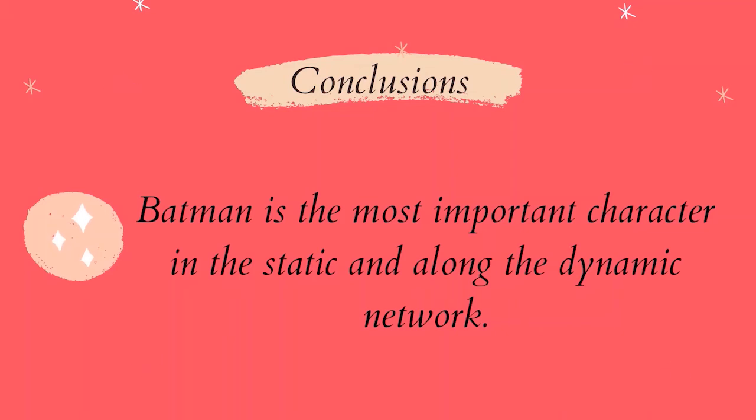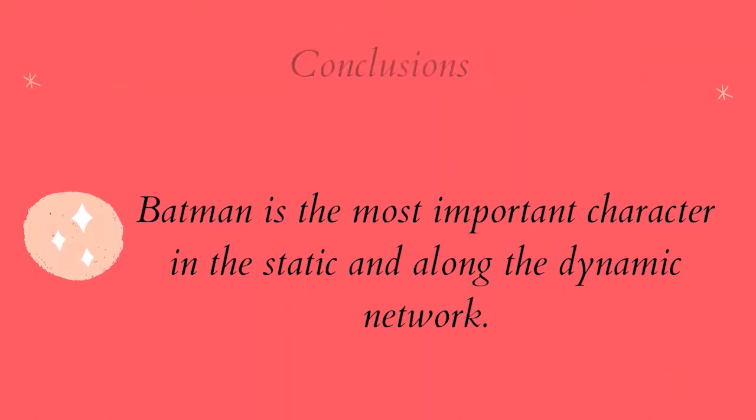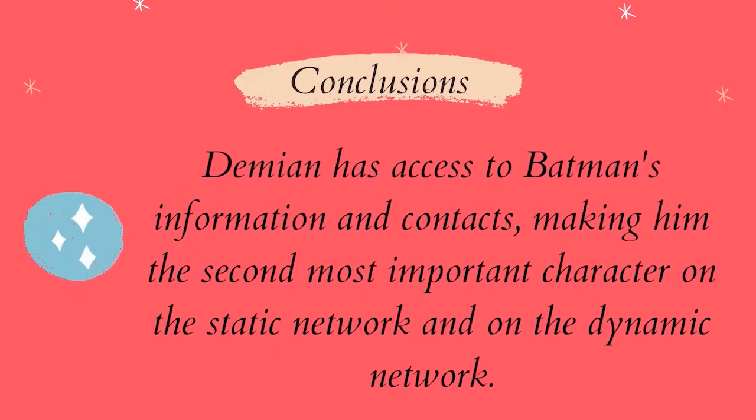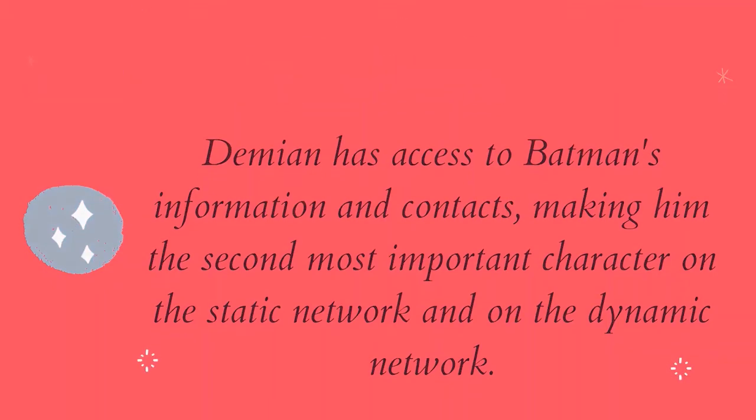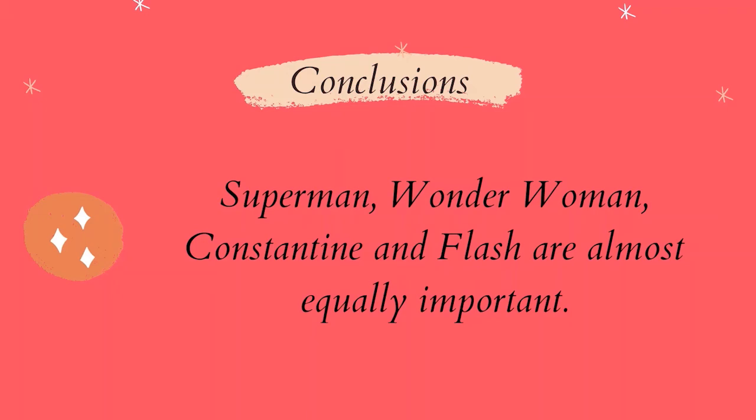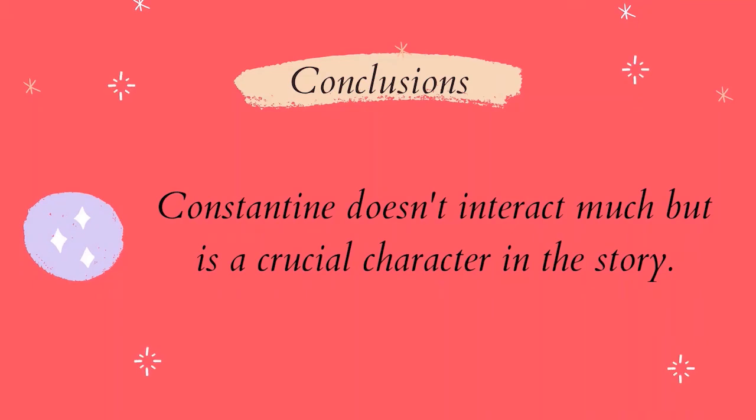Batman is the most important character in the static and the dynamic network. Damian has access to Batman's information and contacts, making him the second most important character on the static network and on the dynamic network. Superman, Wonder Woman, Constantine, and Flash are almost equally important. Constantine doesn't interact much, but is a crucial character in the story.